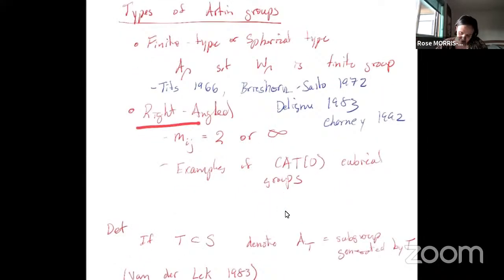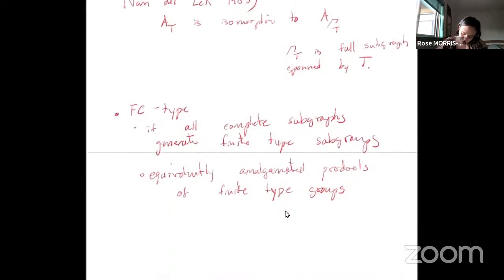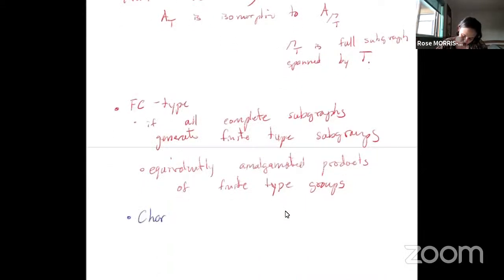And that was really useful. And then people started studying right-angled ones and using CAT(0) geometry, and so that became a whole field. And then the FC type ones started being studied mostly by Charney and Davis in 1995, and Charney and Davis have a way of constructing this geometric space that helps us take information about these finite type subgroups and extend them to these amalgamated products. So that's what I'm going to talk about on Friday, or whatever day, Thursday, the third lecture of our mini course.